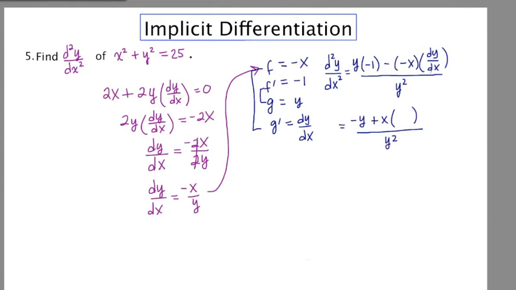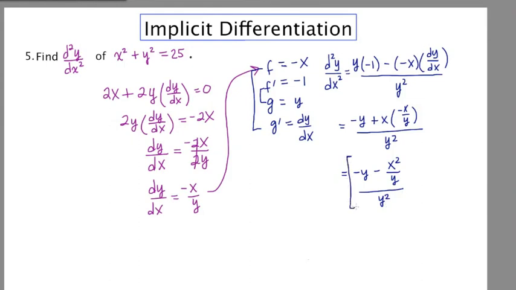Okay, we don't want to leave an answer with dy dx if possible. So if we go back here, dy dx was defined to be negative x over y. So I'm going to make that substitution, negative x over y. And then if I clean this up, we have negative y minus x squared over y all over y squared.